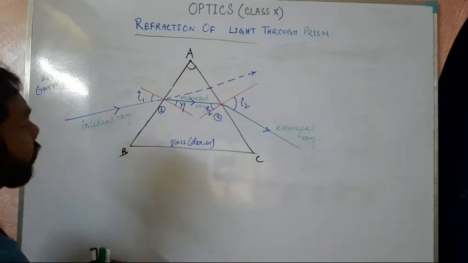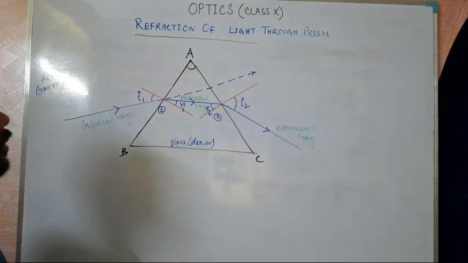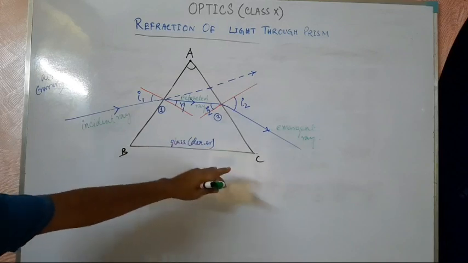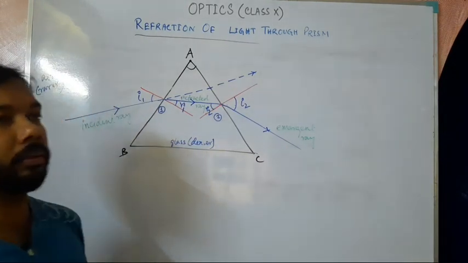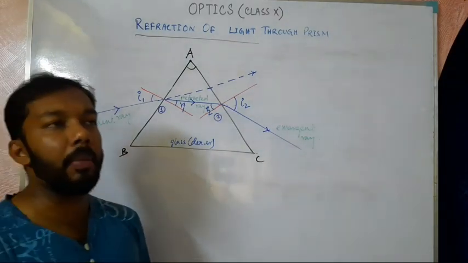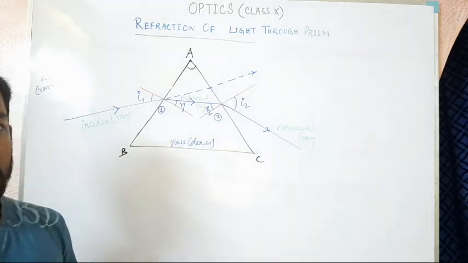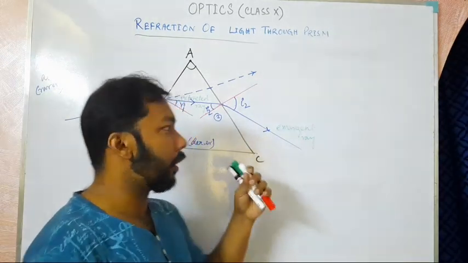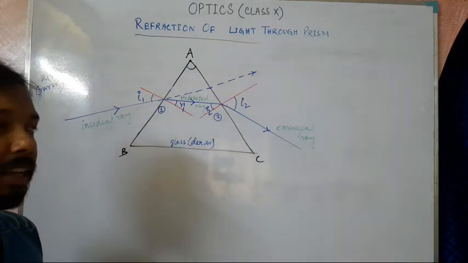So this is all about the ray diagram of a prism. After having the ray diagram and after knowing what is what, now we will find the amount of deviation that occurs when light travels through a prism. So what will we learn now? We will learn the amount of deviation.